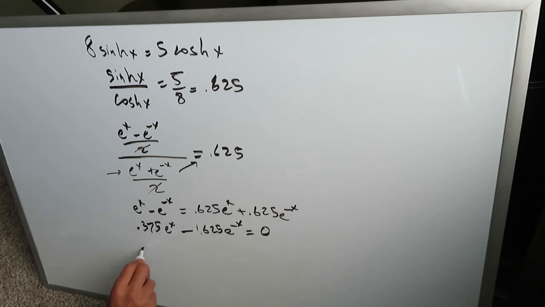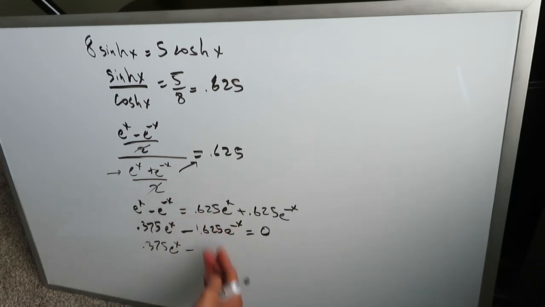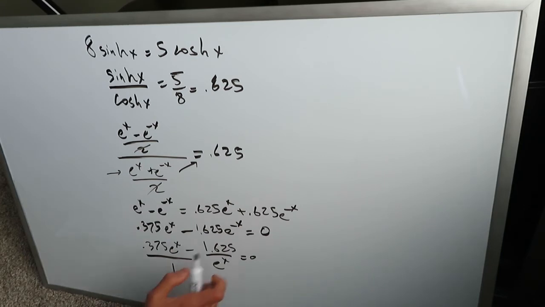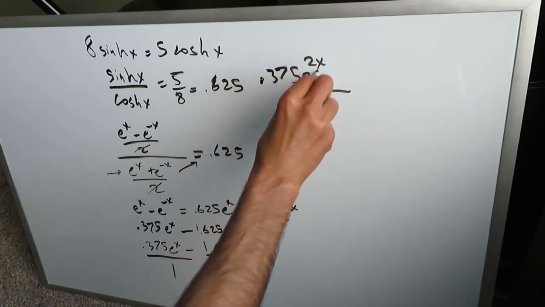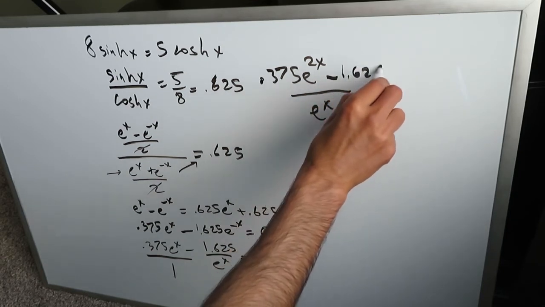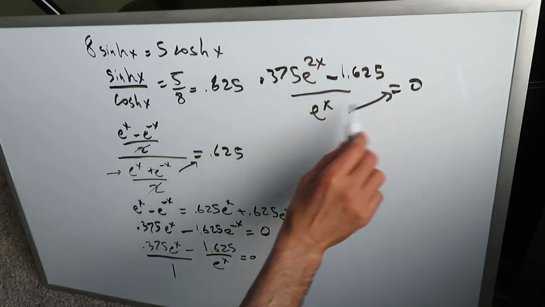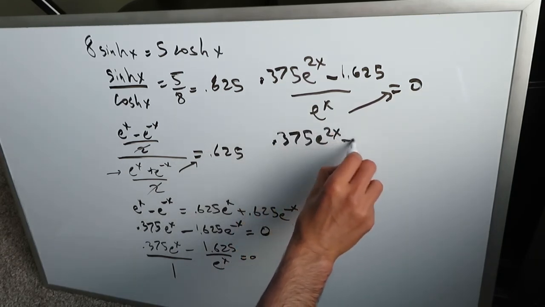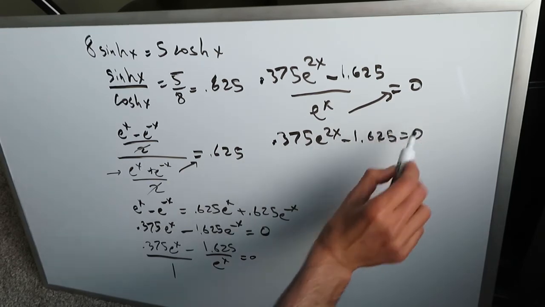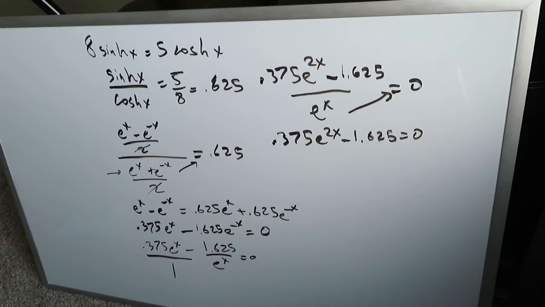Look over here, we can do a denominator. 0.375 e to the x, and you can always do a denominator when you have a negative exponent because a reciprocal effect kicks in: 1.625 over e to the x is equal to 0. We have this common denominator here, e to the x. 1 goes into e to the x times, so you get 0.375 e to the 2x minus 1.625 equals 0. Take e to the x on the other side and zero it out. You get 0.375 e to the 2x minus 1.625 equals 0. Take 1.625 on the other side.